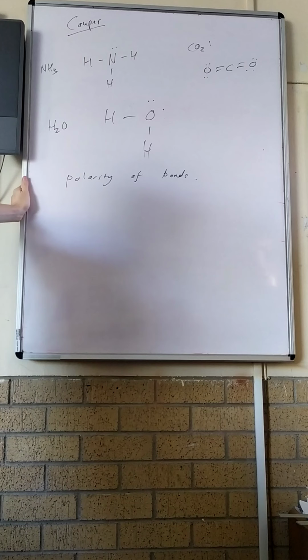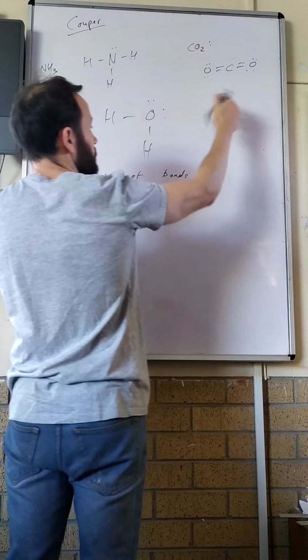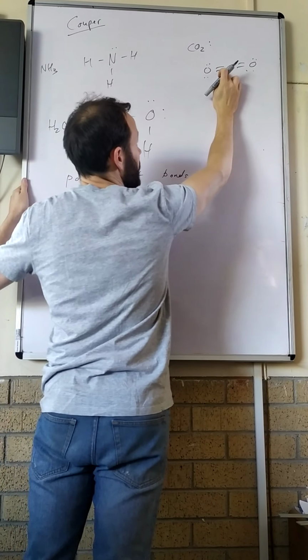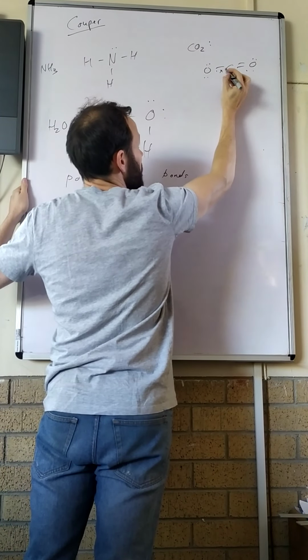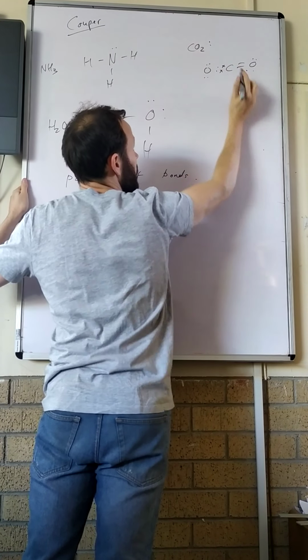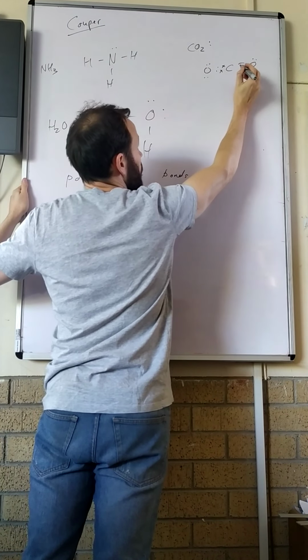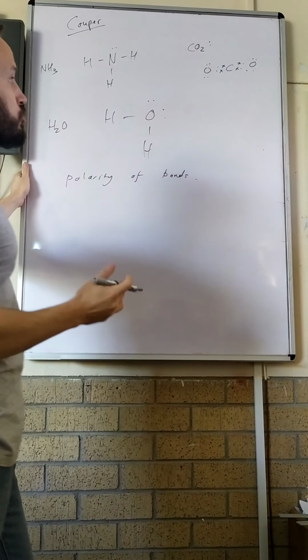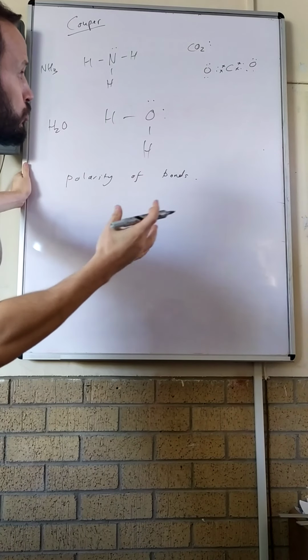Because a line is a shared pair. One line is one shared pair. I can't really explain this to you now. Look, let's turn this into a Lewis diagram in order to see. Okay, one line is one shared pair. That line is one shared pair. That line is one shared pair. That line is one shared pair. So the reason there's two lines is there's two shared pairs.